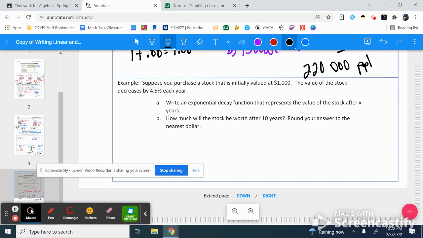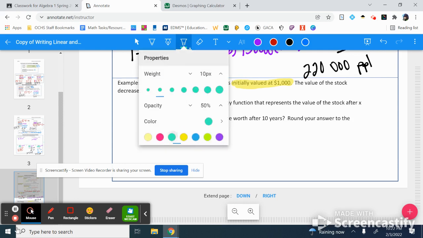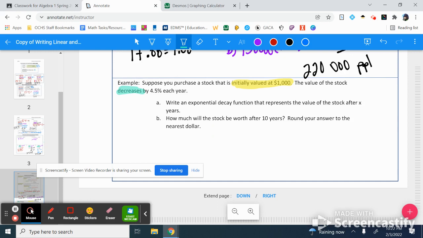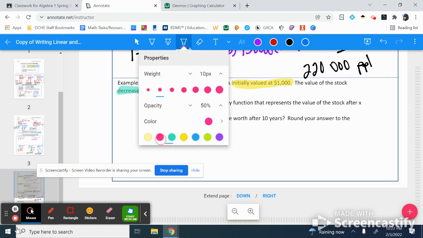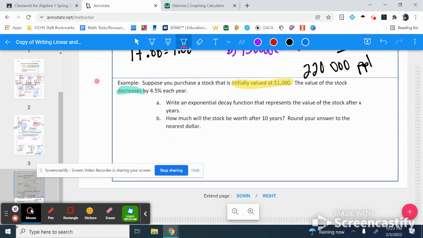And then for our last word problem, suppose you purchase a stock that is initially valued at $1,000. Well, if it says initially valued, that would be my a value. The value of the stock decreases, so it's going to go down, depreciate, and then it gives me the rate that it decreases, which is 4.5% each year. So when I see the word decreases, I know that I'm going to have to do 1 minus the conversion of the percentage into the decimal.